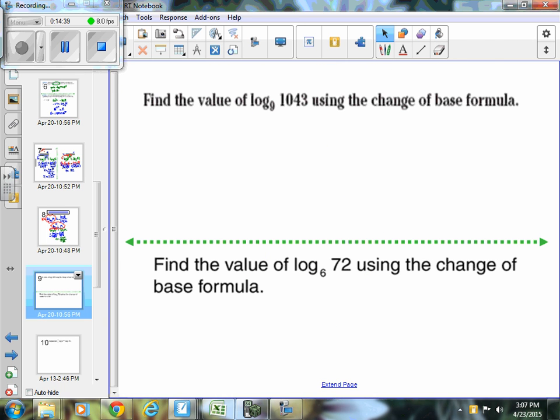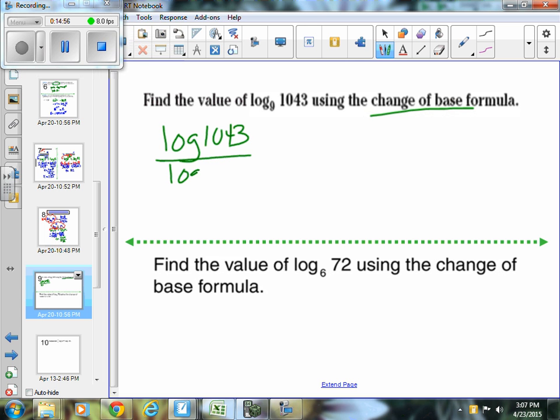It says find the log base 9 of 1043. Well, you don't have a base 9 key on your calculator, right? But if we can convert this using change of base to common logs, it's really easy to do. Take log of the number, which is 1043, divided by log of the base, which is log of 9. So just type it on your calculator once. Just go ahead and do common log divided by common log. I got 3.2.